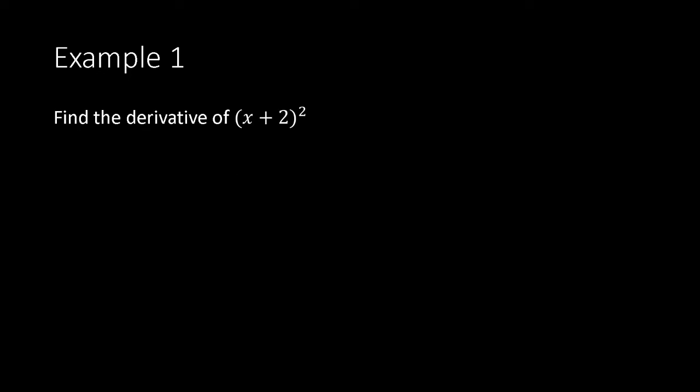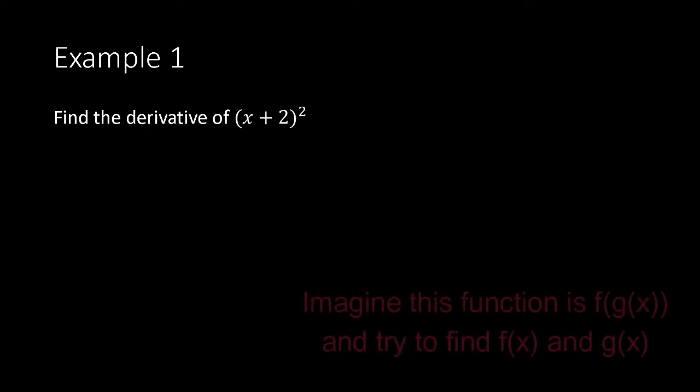Okay, so let's find the derivative of x plus 2 squared. Now, to start off, just to prove to you that this is a real thing, I'm going to first FOIL out x plus 2 squared, just to prove that the derivative is equal no matter what method you use. So if you FOIL this out, you'll get x squared plus 4x plus 4. If I differentiate that, I get 2x plus 4, and so that would be our answer.